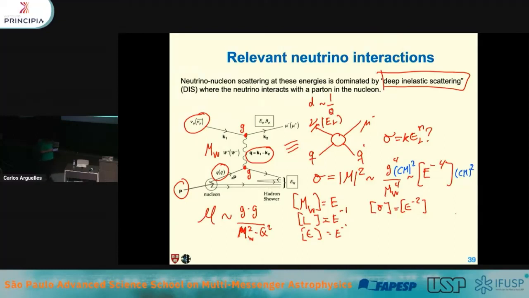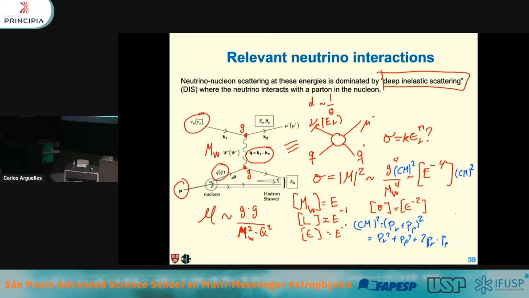Well, what you can do is compute the center of mass energy of this process. The center of mass energy squared is going to be the energy of the neutrino plus the energy of the, let's say, proton, squared. That's going to be equal to P_nu squared plus P_p squared plus 2 P_nu P_p, where these are actually the 4-momenta of the neutrino and the proton respectively.